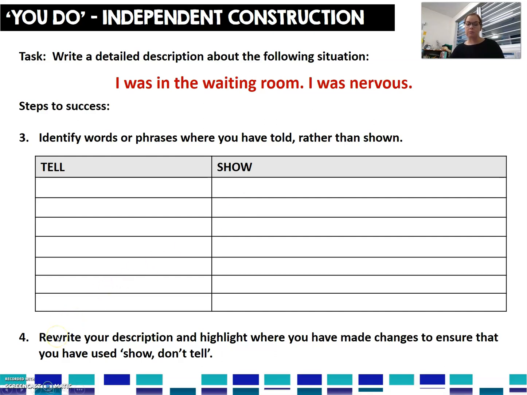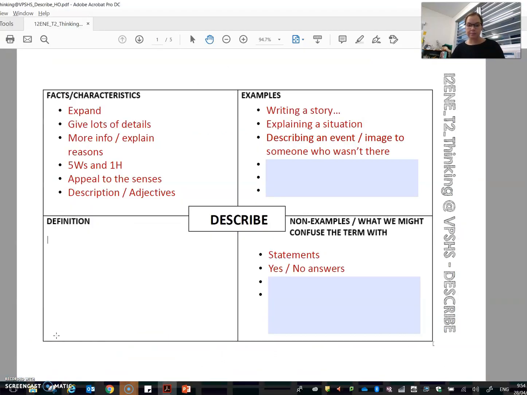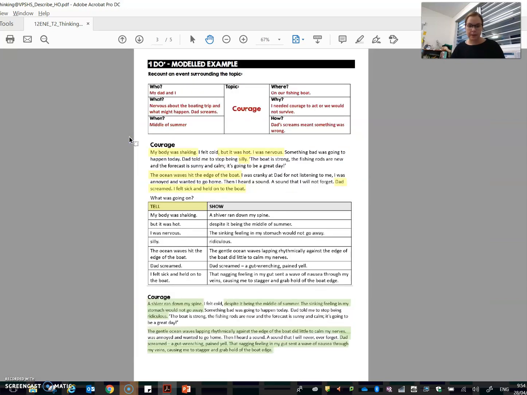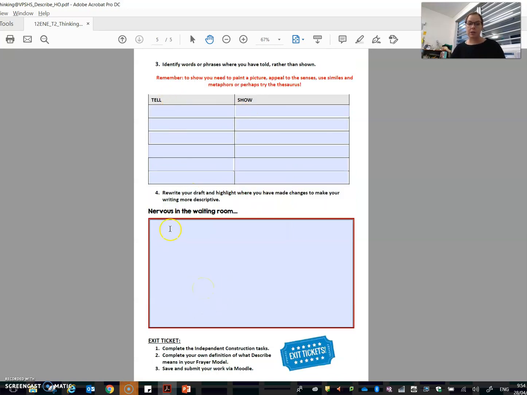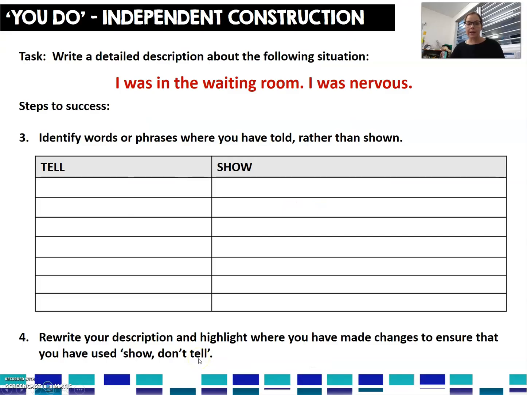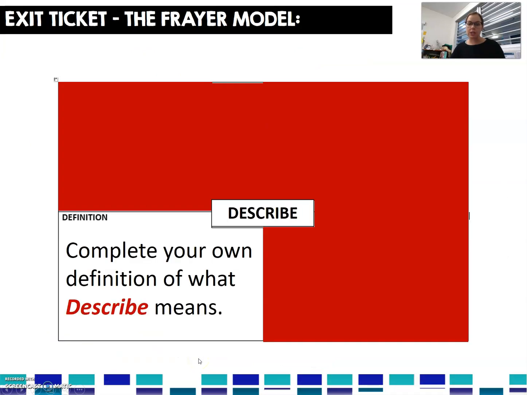And then lastly, you need to rewrite your description and highlight where you've made the changes to ensure that you show, don't tell. So that needs to go, let me just click on this one, into this document here, okay? Graphic organizer, first draft, okay, examples of show, don't tell, and then your rewrite down the bottom here. You'll notice that these boxes are all fillable, so you can type straight into this document, save, and then upload back to Moodle.